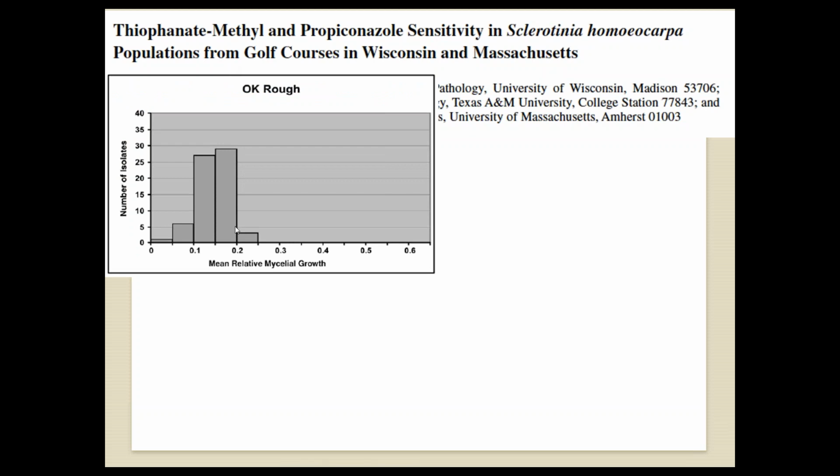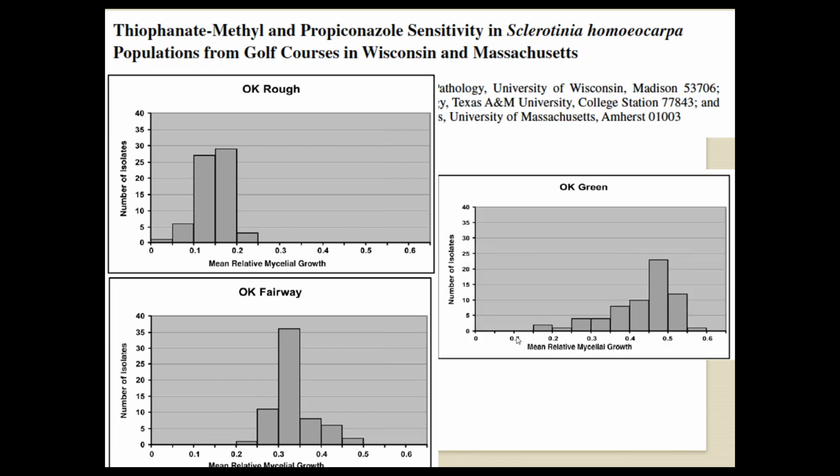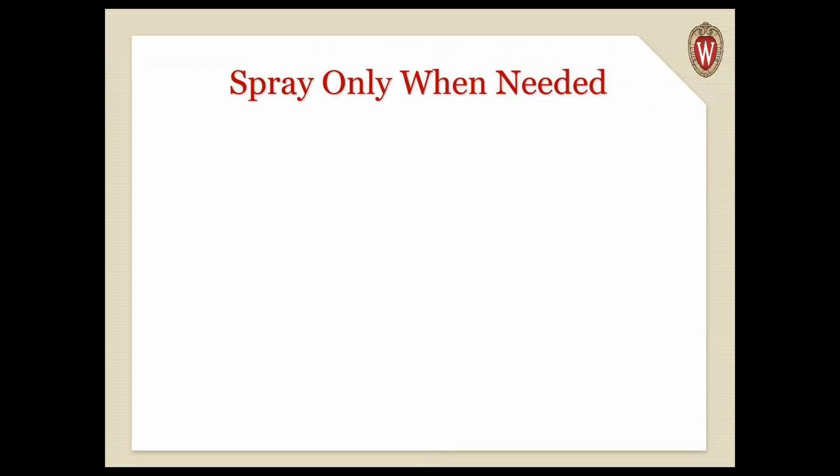Obviously, we don't spray fungicides in the rough. Dollar spot populations from the rough had the lowest levels of resistance. We spray more in the fairways. Dollar spot isolates collected from the fairways had higher levels of resistance. Isolates collected from the putting greens had higher still levels of resistance. So if you are spraying needlessly, then you are increasing the possibility that resistance will occur.